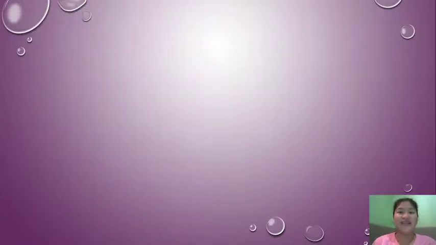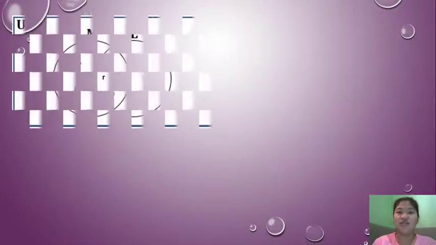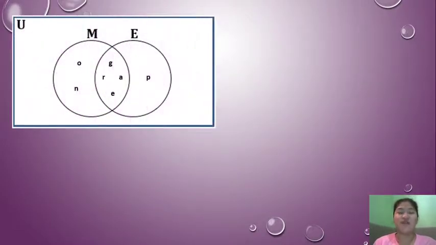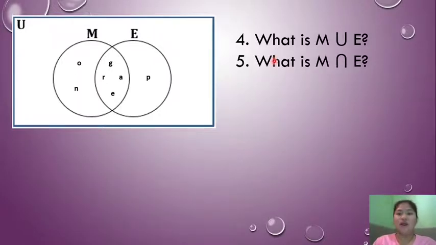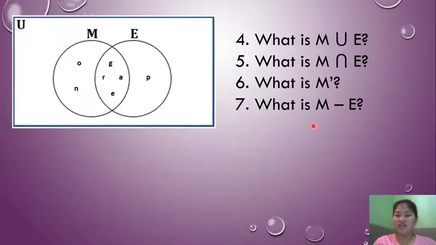Aside from finding the elements of the given set using the Venn diagram, we can also find the answers to the set operations using the same figure. For example, question number 4. What is M union E? Question number 5. What is M intersection E? Question number 6. What is M complement? And question number 7. What is M minus E?